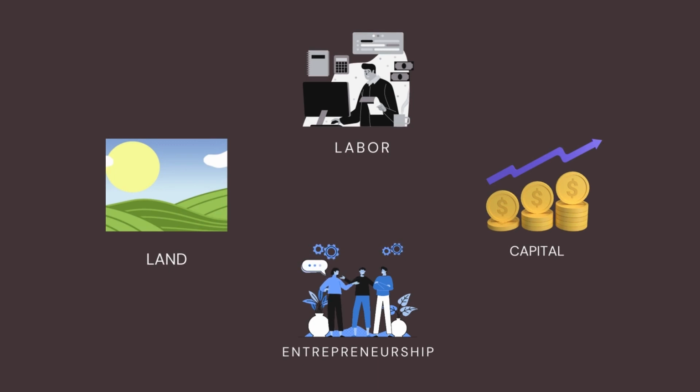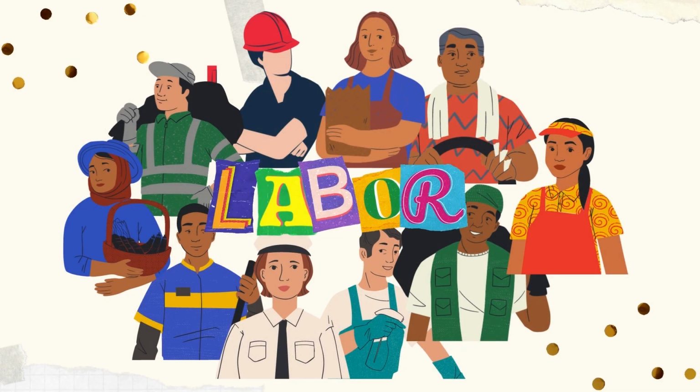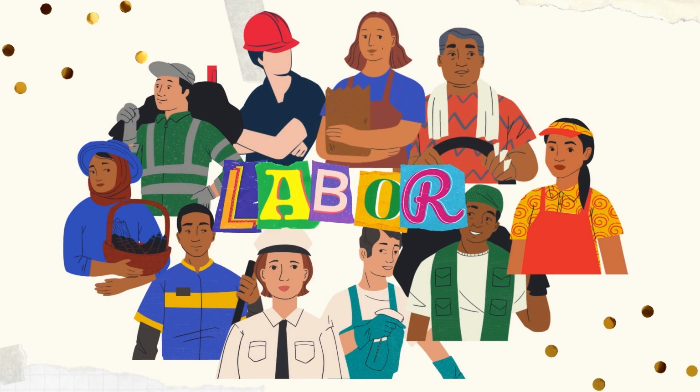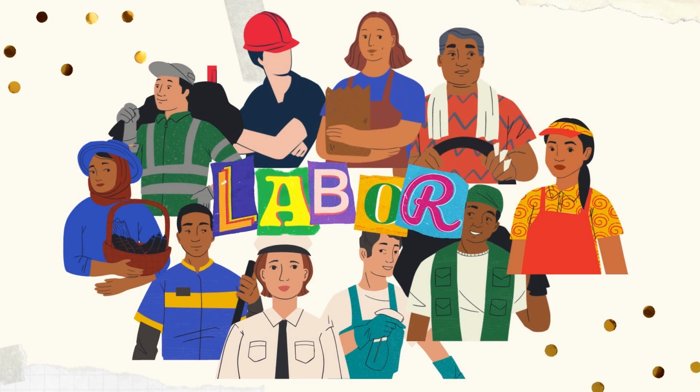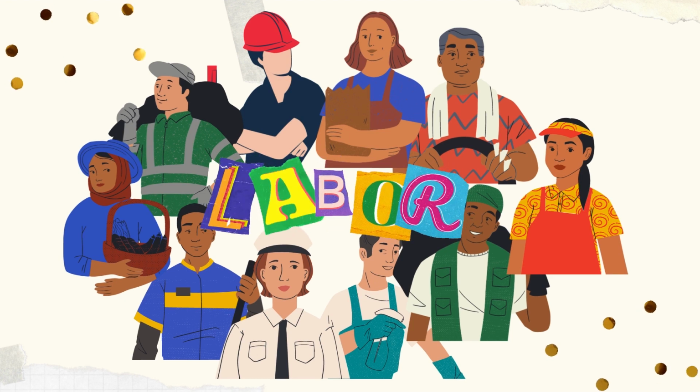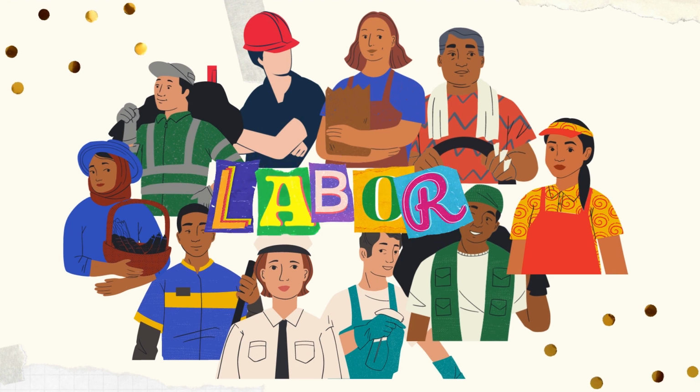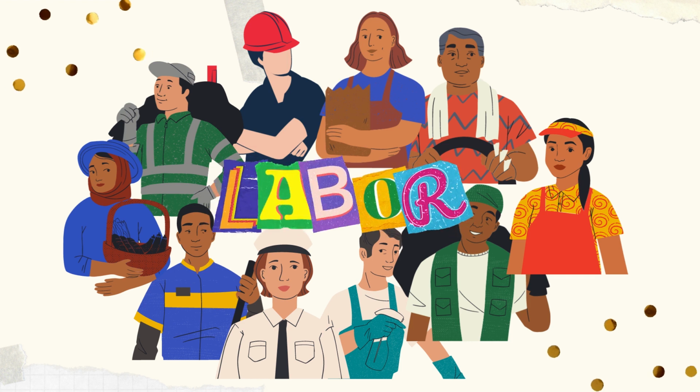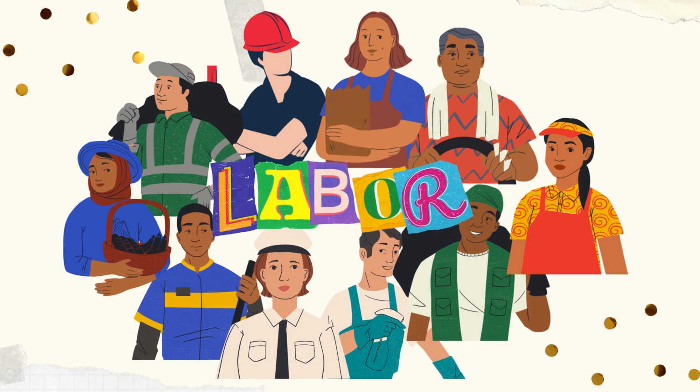Under the classical view of economy, the factors of production consist of labor, land, capital, and entrepreneurship. But in this video, we will focus to analyze by examining the demand for labor. Labor is the most important factor of production because workers receive most of the total income earned in the economy.